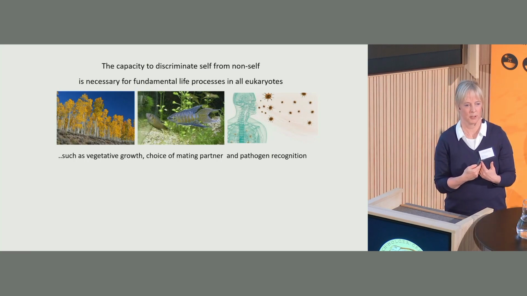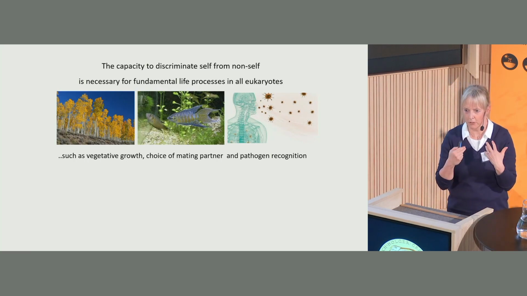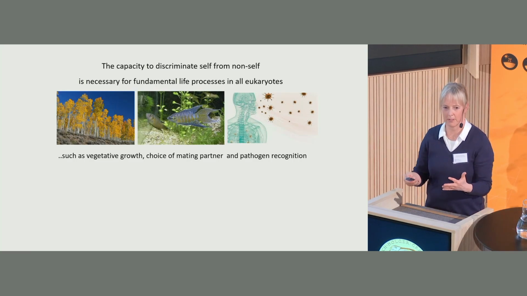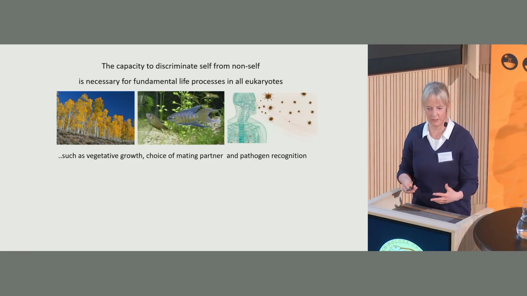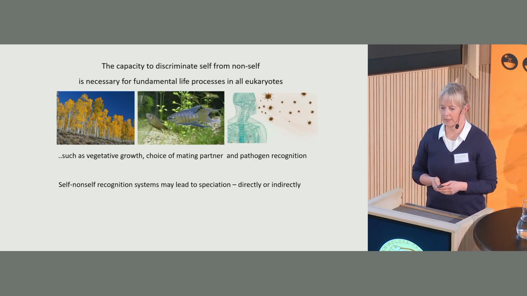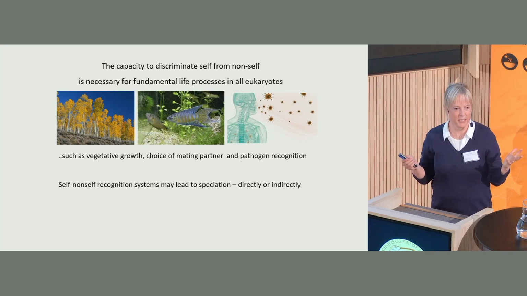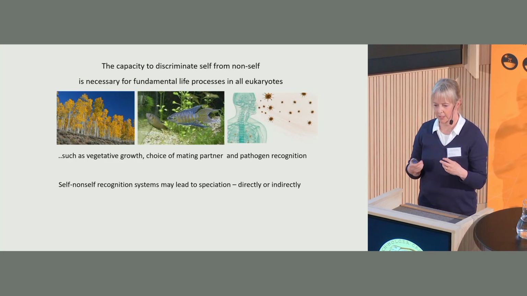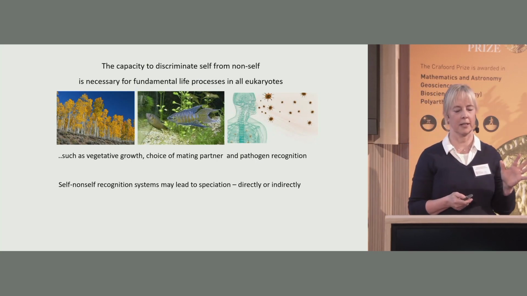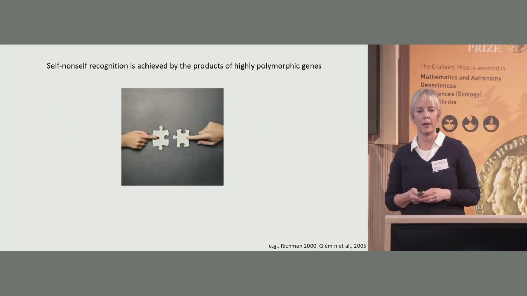Your body needs to know when you're invaded by a pathogen. So you need to know who am I, where do I start, and where does something else start. So this is very universal. And there have been many different models of these non-self recognition systems leading to speciation directly or indirectly. So I'll go through a few of those examples.